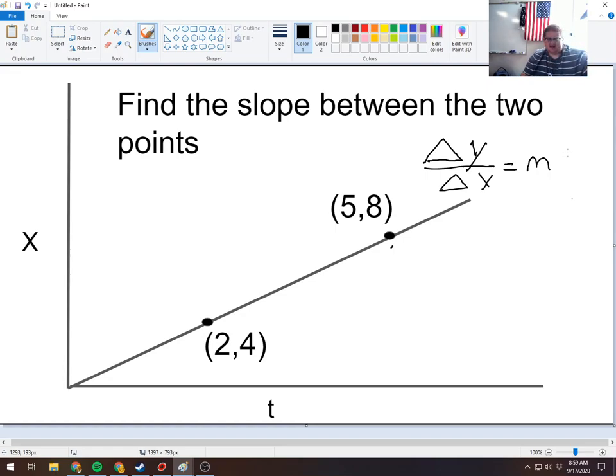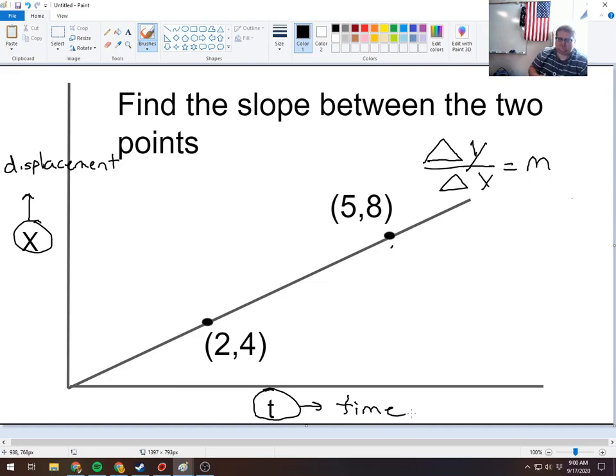And let me be clear here. When I say delta y over delta x, it's a little confusing. This is the y coordinate here. This symbol, even though it's an x, this is the y coordinate. This symbol stands for displacement. And this is the x axis. This stands for time. So we could find this as delta y over delta x.